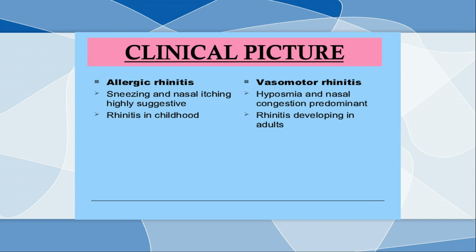If we compare the clinical picture of allergic rhinitis with vasomotor rhinitis, allergic type of rhinitis we have already talked about in a previous lecture. There is a lot of sneezing and nasal itching, which is highly suggestive of allergic rhinitis, whereas it is more common in childhood. Whereas when we talk about vasomotor rhinitis, it causes more of hyposmia and nasal congestion, and it develops in adults more commonly.